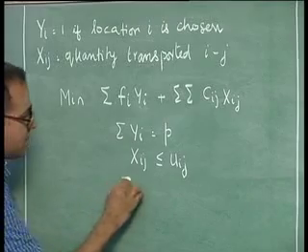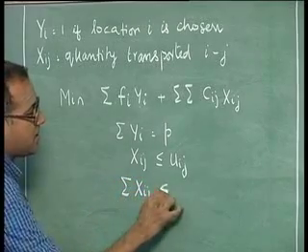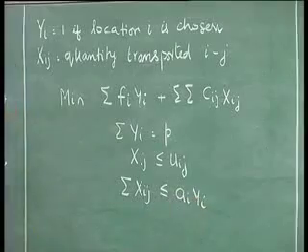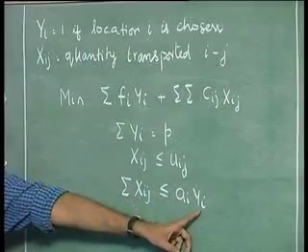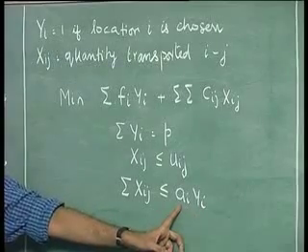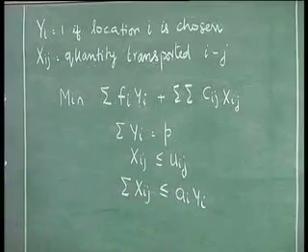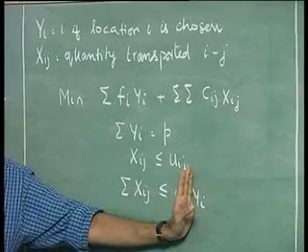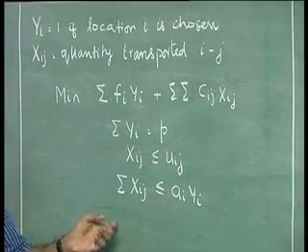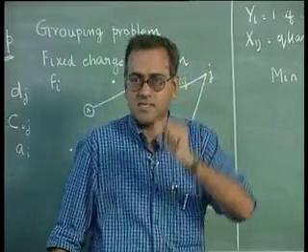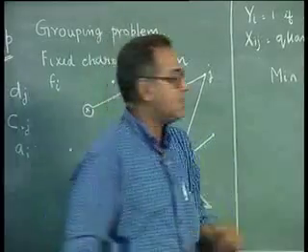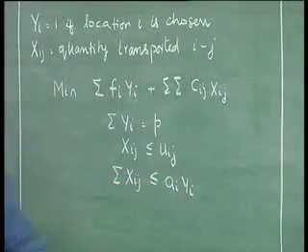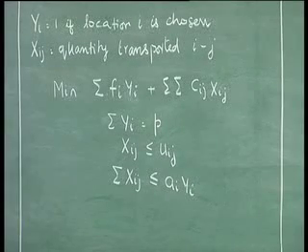Now, sigma xij should be less than or equal to ai yi. If location i is chosen, which means yi equal to 1, only then the ai capacity is available for you to be distributed, otherwise it is not. A standard transportation constraint would not have this yi, it will simply be sigma xij less than or equal to ai, j equal to 1 to n, of course. Now, because of the location decision that comes along with the transportation decision, you will have sigma xij less than or equal to ai yi. Is that clear? Okay.